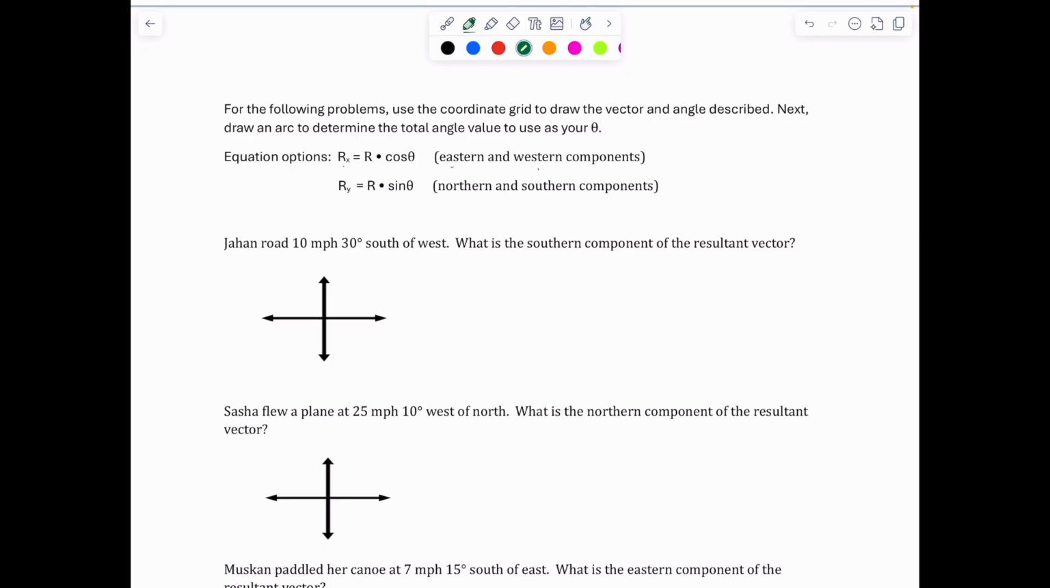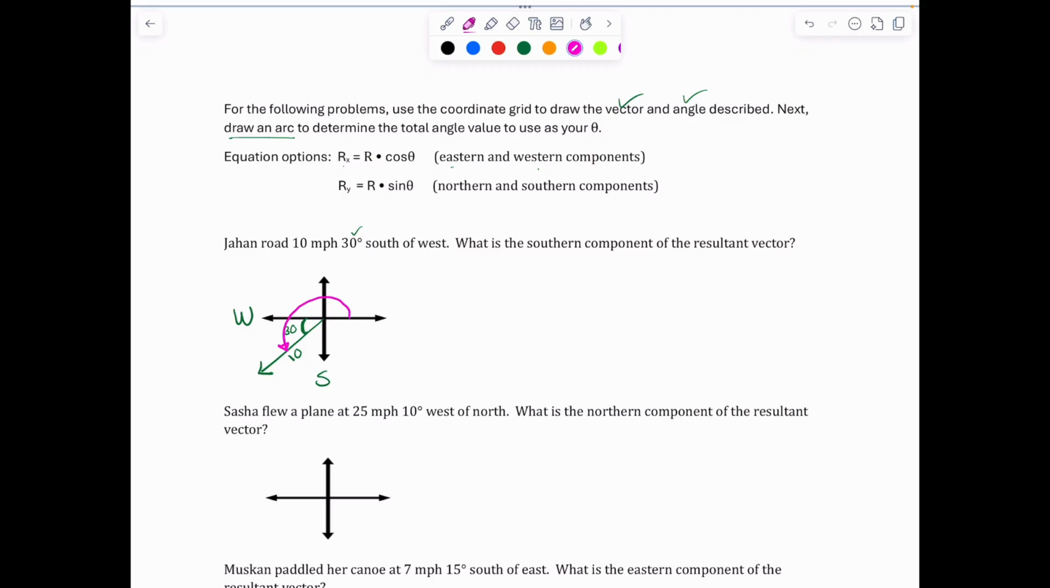All right, let's just take a quick look here. We have Jahan rode 10 miles per hour, 30 degrees south of west. So here is west, here is south of west. So he's going to go 30 degrees south of west. So there's our vector. We said that it was 10 miles an hour, so I can make this a 10 here. And in terms of the angle here, we know the angle they gave us is 30 degrees, so I can put a 30 right there for now. Now, directions said to draw the vector, check, and the angle, check, and then draw the arc to determine the total angle. So our arc is going to be from this point here all the way around to here. That's the arc we're talking about.